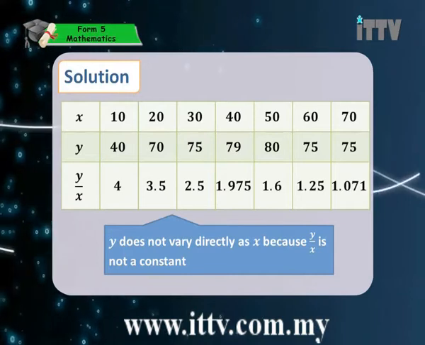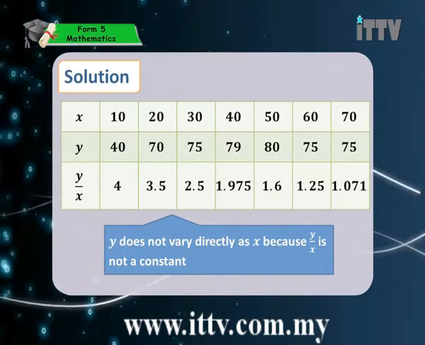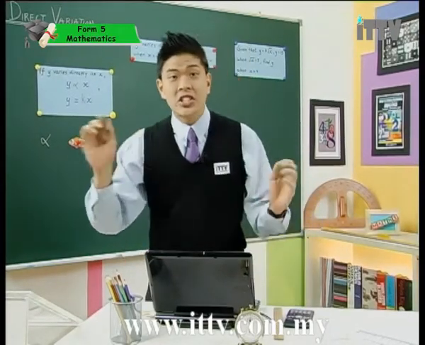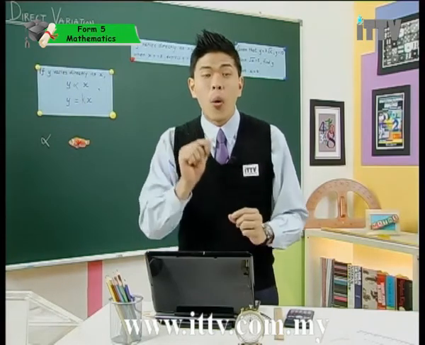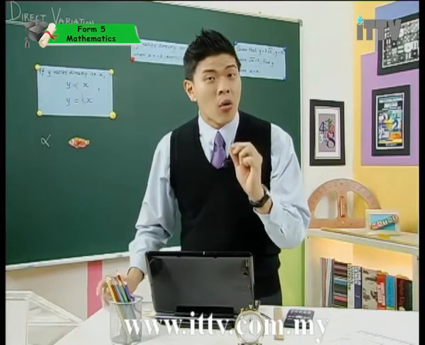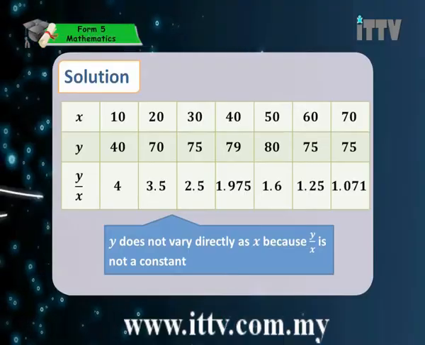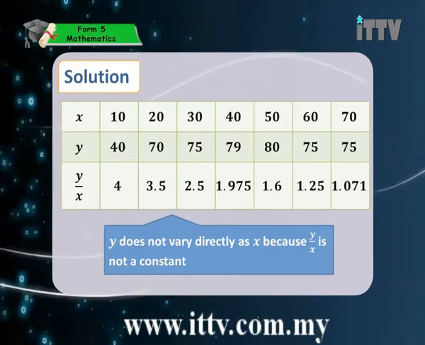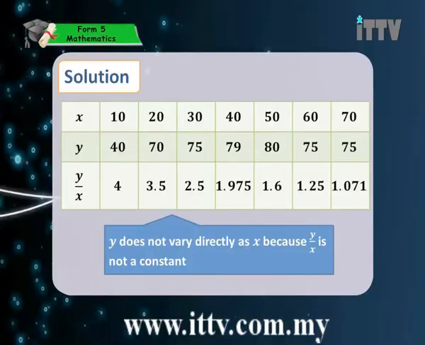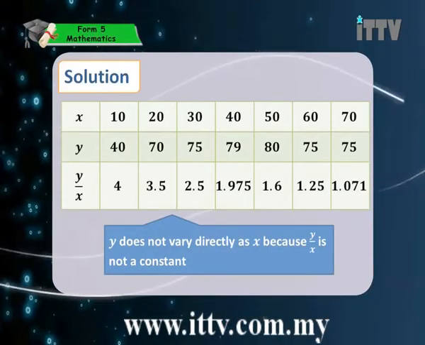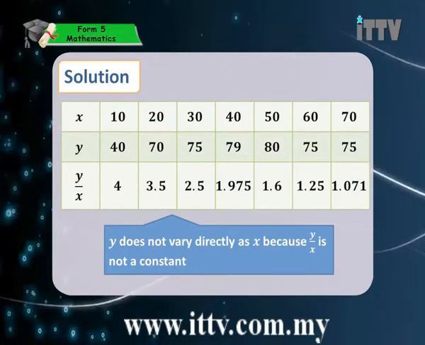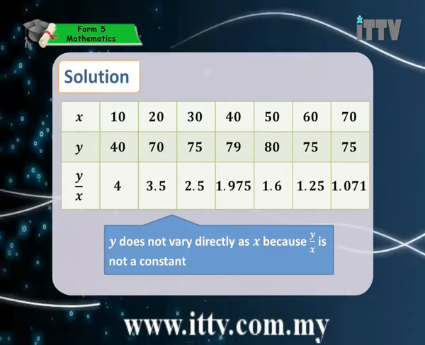Now, does y vary directly as x? Solution. We have the two rows x and y; add another row. Remember, if y varies directly as x, y fish x. If you change it to an equation, y equals kx. It means that k is y over x. So build another extra row and take all the values of y and divide them by the values of x correspondingly. The first one is 4, 3.5, 2.5, 1.975, 1.6, 1.25 and 1.071.